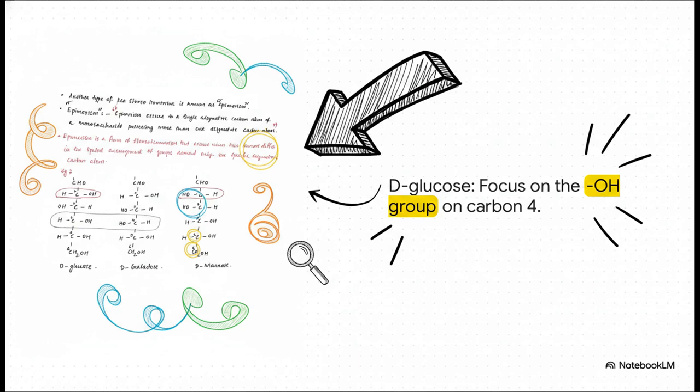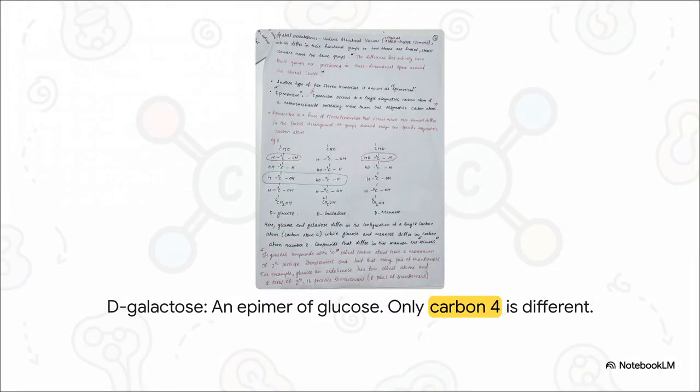All right, let's go back to our friend D-glucose. To really get what an epimer is, I want you to look closely at the 4th carbon atom from the top. See where that OH group is? Just lock that picture in your mind. Okay, now here's D-galactose. Take a look. Everything else is exactly the same as glucose, except for carbon number 4. See how the OH group has flipped to the other side? That one single change is what makes it an epimer of glucose.